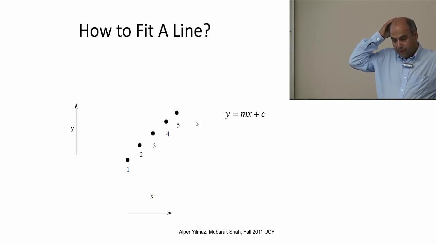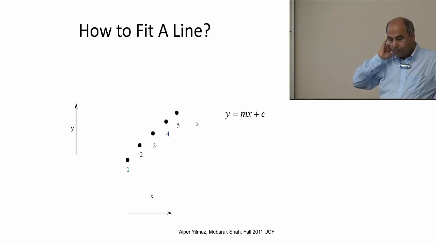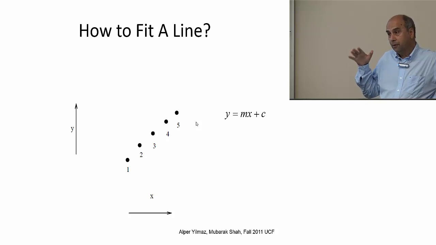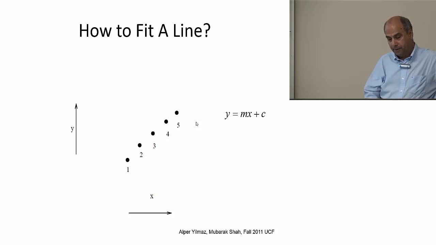So this is the problem that we have: a set of points. Let's say we have 5 points and we want to fit a line to them, and the equation of a line is y equals mx plus c. Fitting a line means we want to find m and c, the slope and intercept.